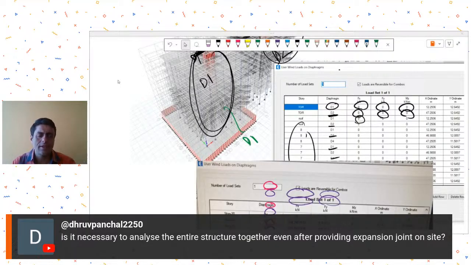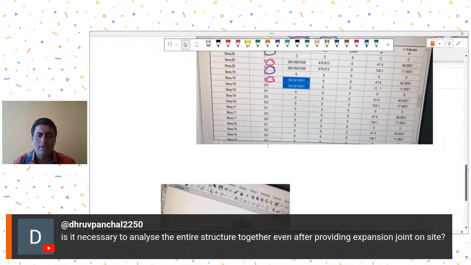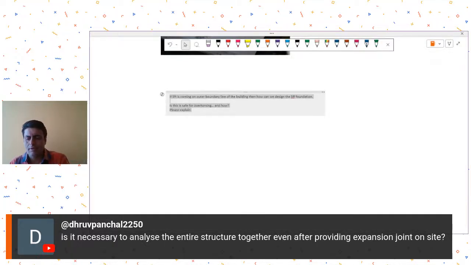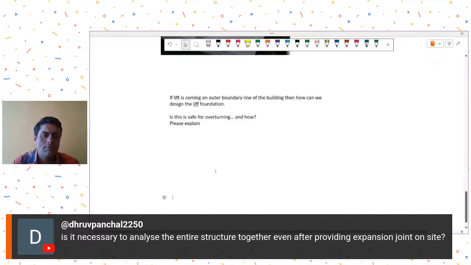So they are detached. This question we are taking assuming that podium and towers are attached, and you want to see the complete behavior of podium and towers together. That is what we are explaining right now. If you have provided an expansion joint, then they are detached. You need not take them together.